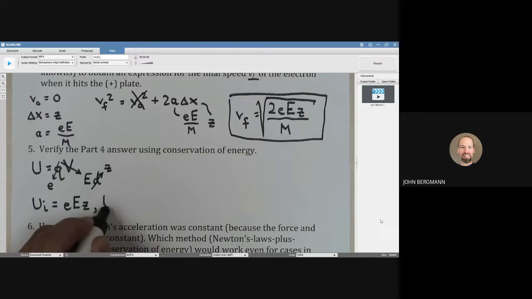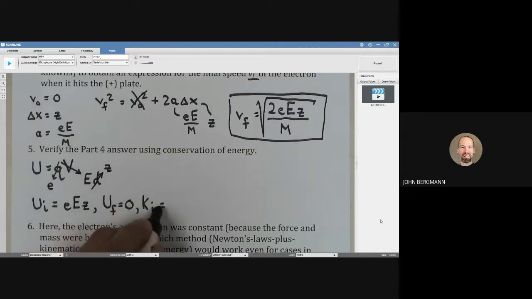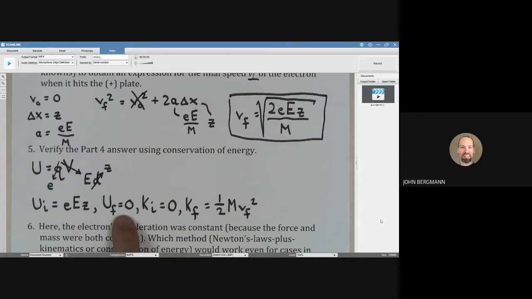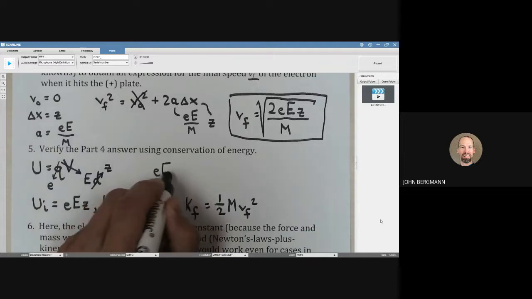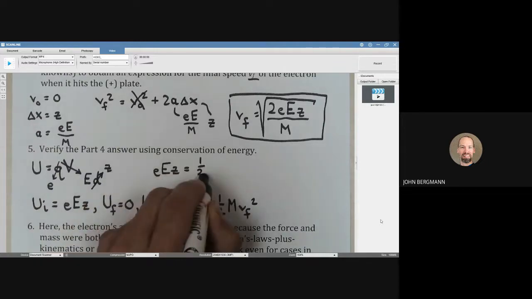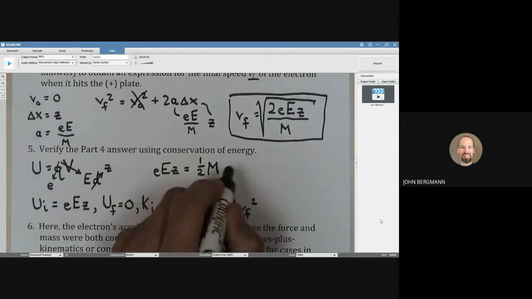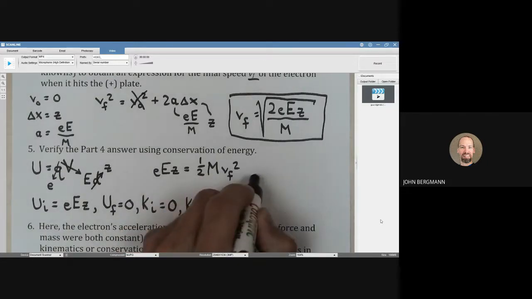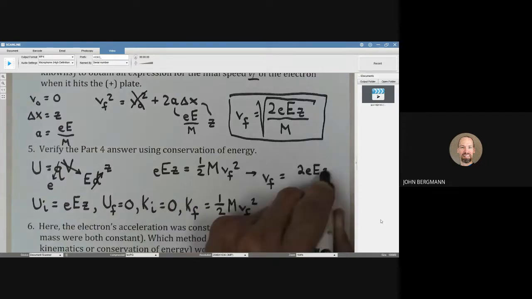If all of that potential energy is turned into kinetic, the final potential energy will be 0. We know that the initial kinetic energy is 0. So what that means is we need to equate these two quantities here. So let's do that. Little e times big E times z is equal to 1/2 times the mass of the electron, which is capital M, multiplied by Vf squared. And what does that give us for Vf? The 2 goes there, the M goes there, take the square root. I'm getting 2 little e, big E, z divided by M, square rooted.